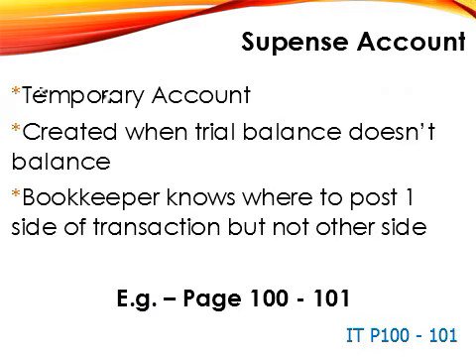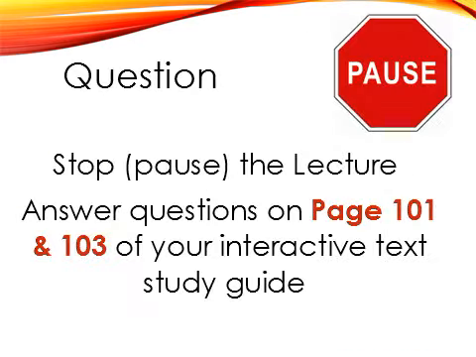The suspense account is a temporary account that is created for a number of reasons. These are the most common reasons. The trial balance doesn't balance. The bookkeeper knows where to post one side of the transaction, but doesn't know where to post the other side. For examples of the use of a suspense account, see pages 100 to 101 of your interactive text study guide. Stop the lecture. Answer the questions on pages 101 and 103 of your interactive text study guide.